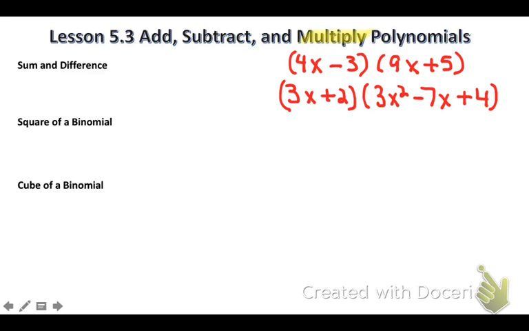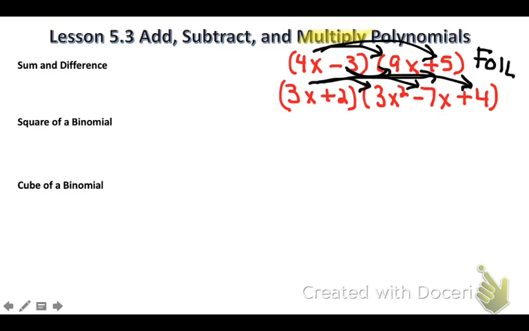When we multiply, given the two red examples, we could simply FOIL it. First, outside, inside, last, and then combine like terms. Something like the second one, distribute the 3x to each term in the second parenthesis, and then distribute the 2, and then combine like terms. When you multiply, you might use special products, so that's what we're going to concentrate on next.